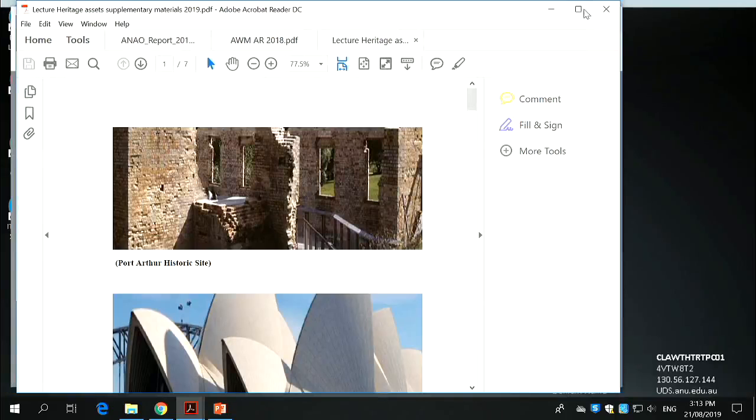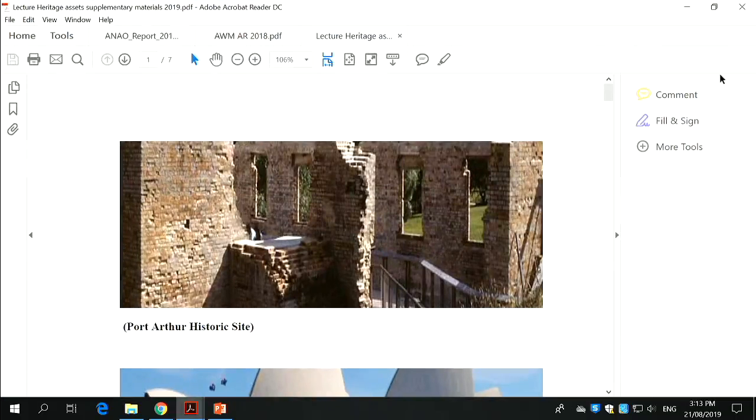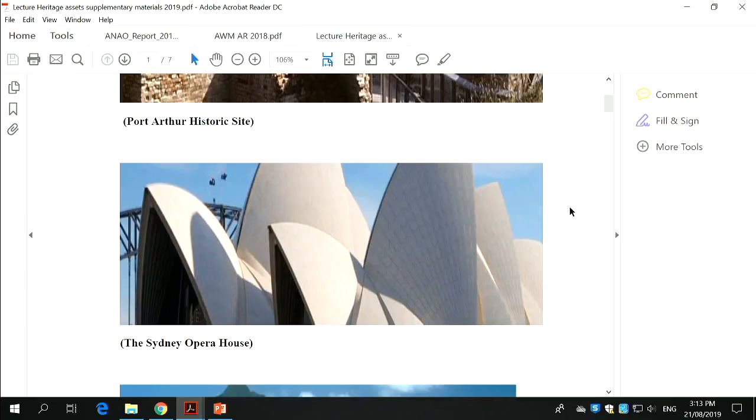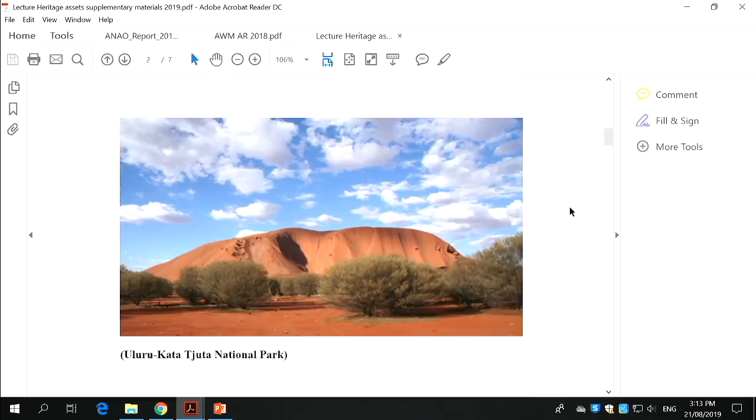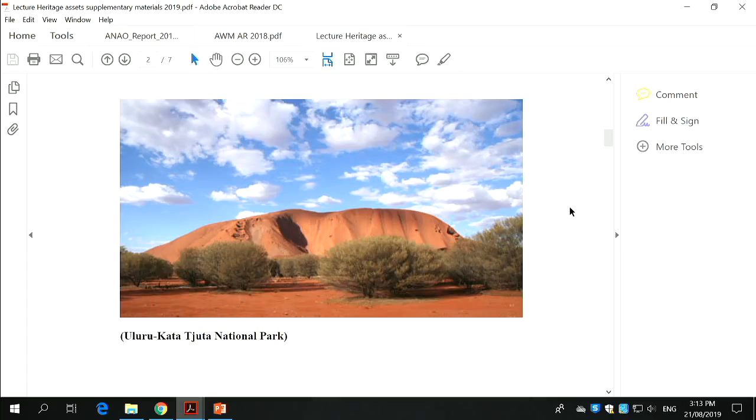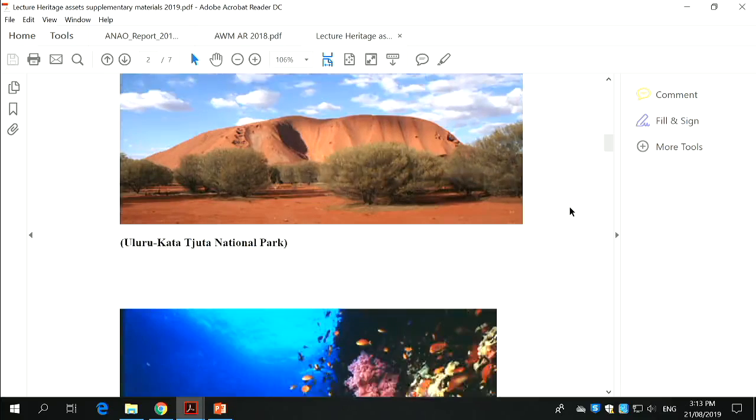I'll show you some pictures. You might recognize some of them, and you might already have been there. Port Arthur is a historical site, so it's one of the heritage facilities in Australia. This you will be familiar with, I guess most of you have been there: the Opera House. This one looks beautiful. It's Lord Howe Island, again a heritage site. Uluru, have you been there? A very controversial place, but it's beautiful and also a heritage site.